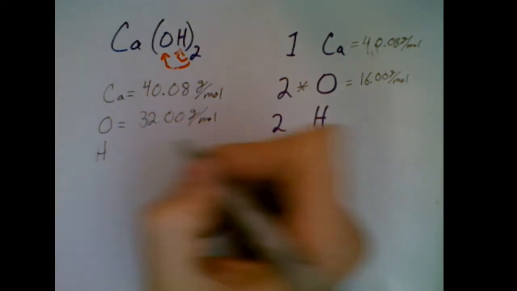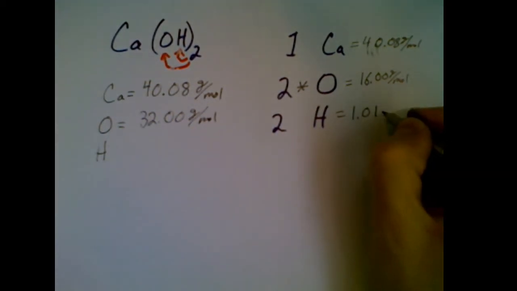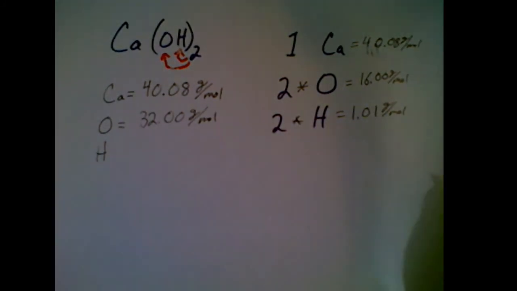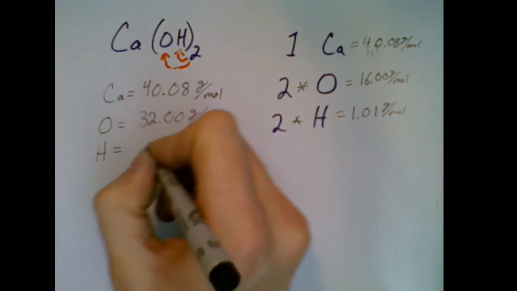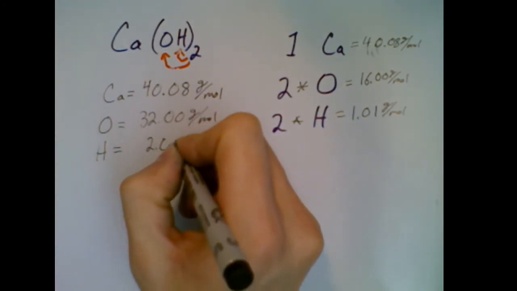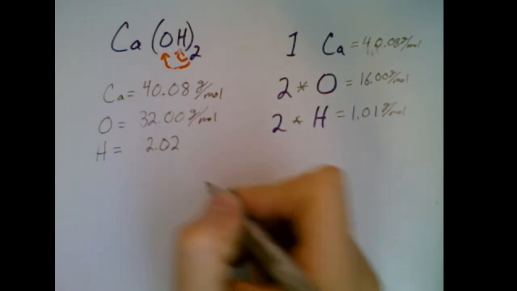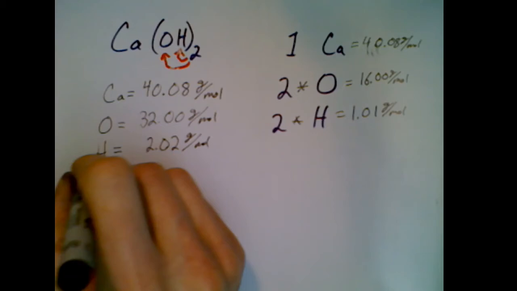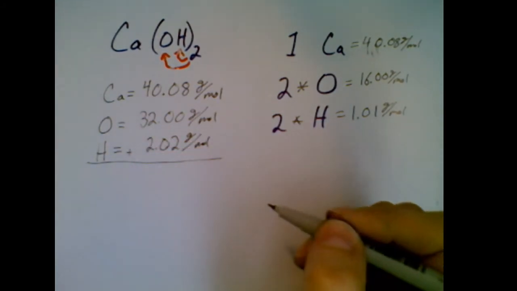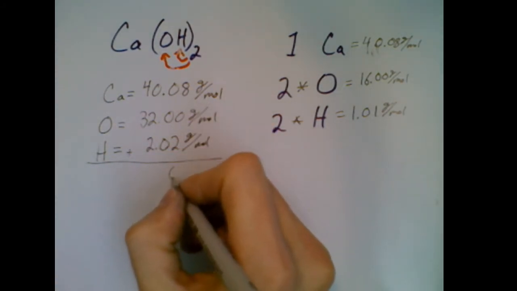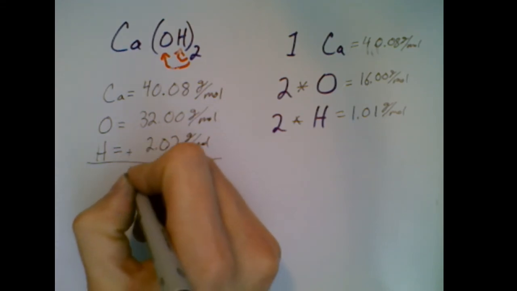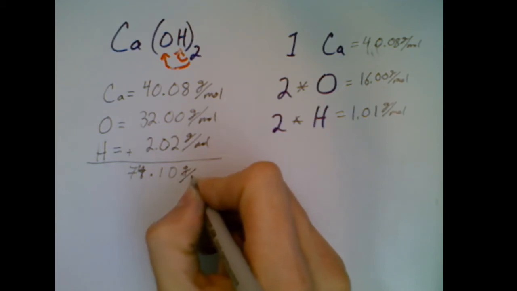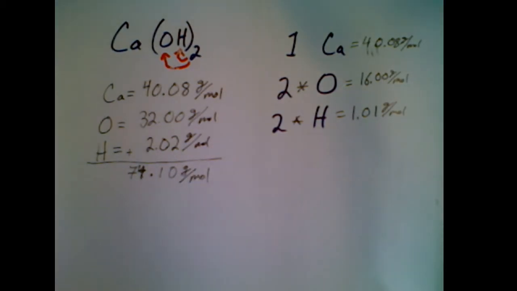And hydrogen, well, hydrogen has a mass of 1.01, but there are 2 hydrogens, so we need to multiply that number by 2, and it means that we have a mass of 2.02 grams per mole. So what's the mass of calcium hydroxide? Well, we just need to add all of those numbers up. So what do we get? You should get 74.10 grams per mole, as long as I did my math correctly.